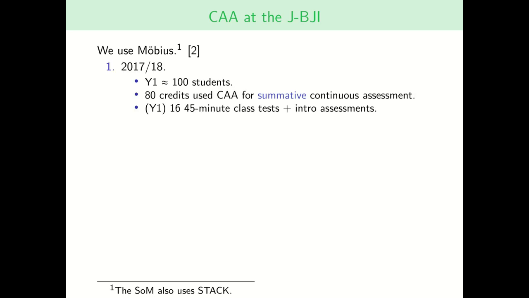2017-18 was the first year that the J-BJI took in students, roughly 100 in number. And School of Mathematics staff were responsible for 80 taught credits. In total, this meant designing 16 45-minute class tests and some introductory assignments to form the continuous assessment for our students. Now, regarding content development here, John Watkins' team oversaw this, and I was tasked with learning the ropes to take on the role in the following year.